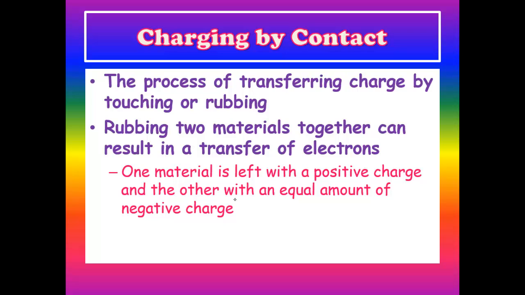Okay, a couple of ideas we'll talk about. One is charging by contact. This is the process of transferring charge by touching or rubbing. So that's the key thing here: in order to have charging by contact, you have to have some kind of physical contact, hence the name. It's the transfer of charge by touching or rubbing. So you can rub two materials, you can transfer electrons that way, and that's charging by contact.